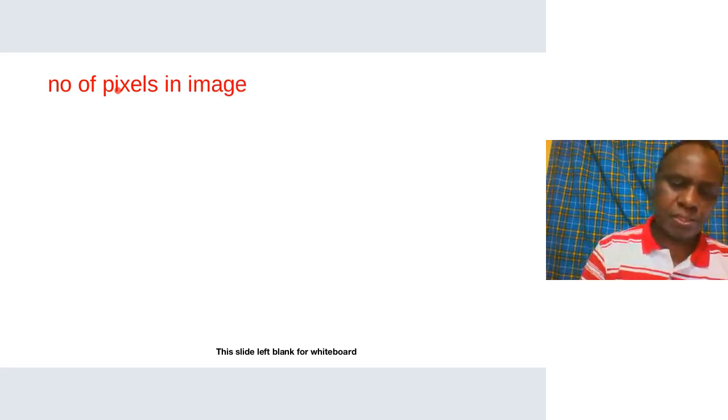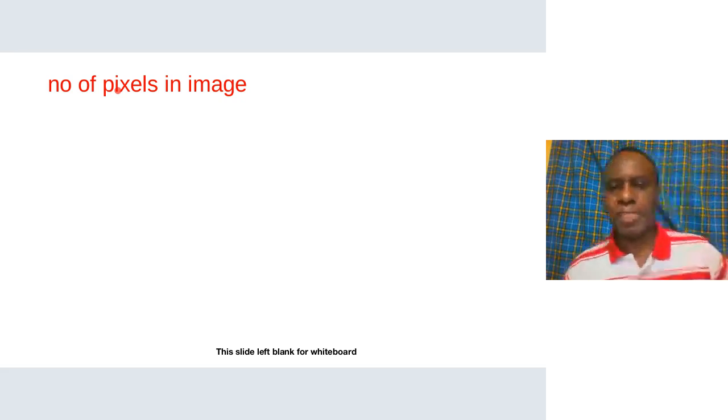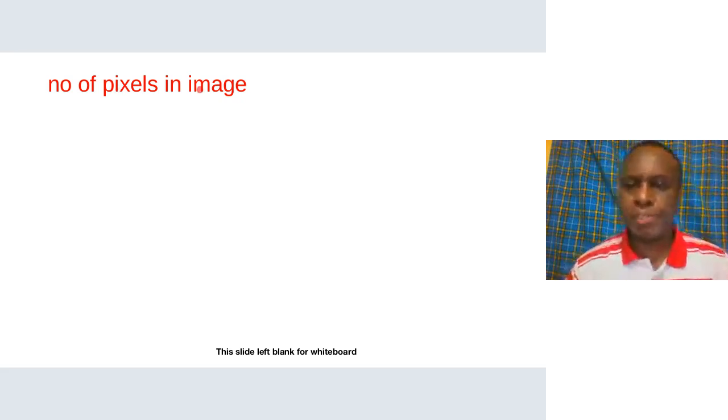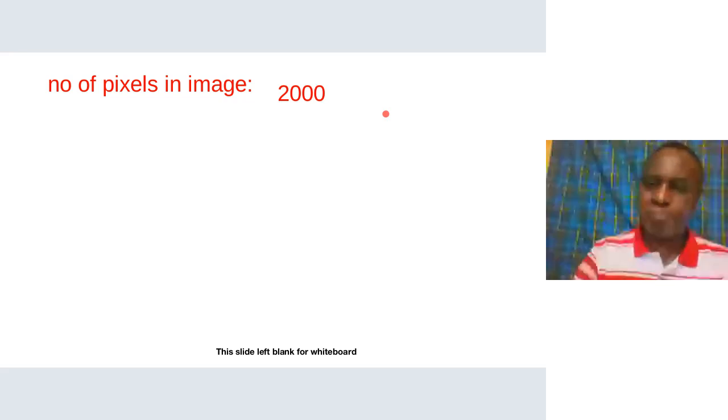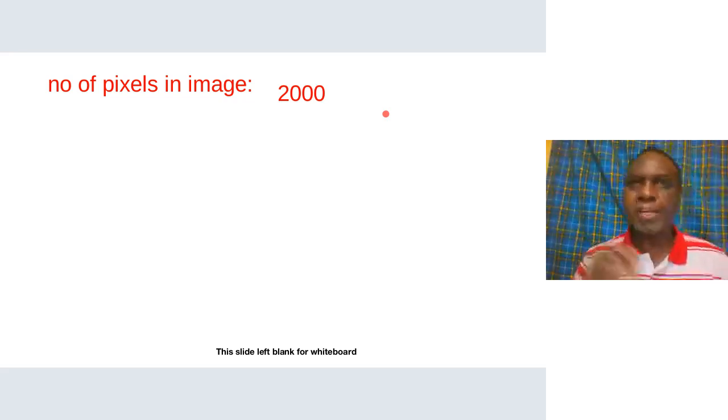So we have to think about that. How many pixels make our image? Let's maybe put a figure here. Let's assume that our image is, let's say, 2000, because normally the pixels are very many. Because the pixels are very small, by the time they make an image, they are very many.